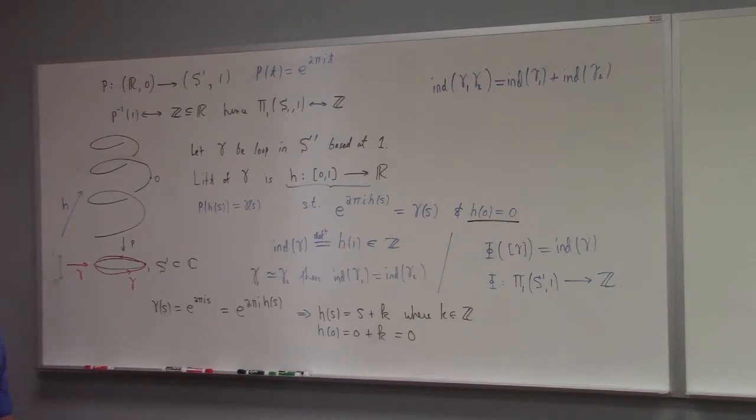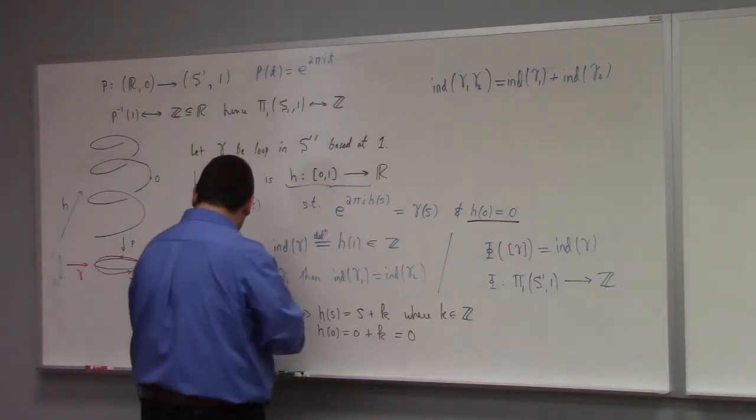Oh, the index is h of 1. K is equal to... K is not the index. Don't let me talk you into that. That's crazy. Is k the index? No. Look, it's right here.